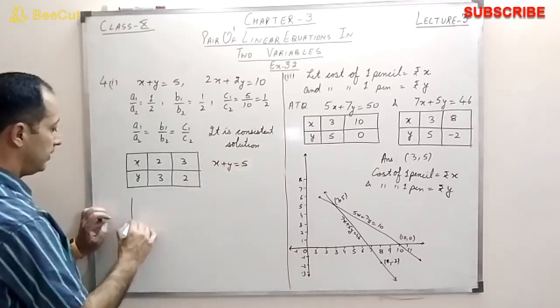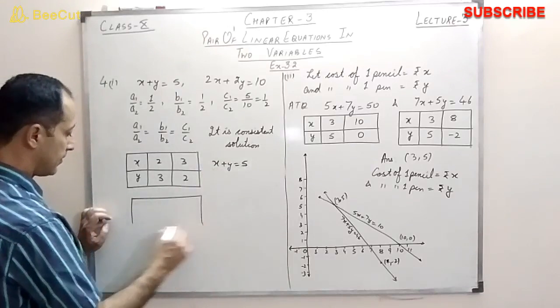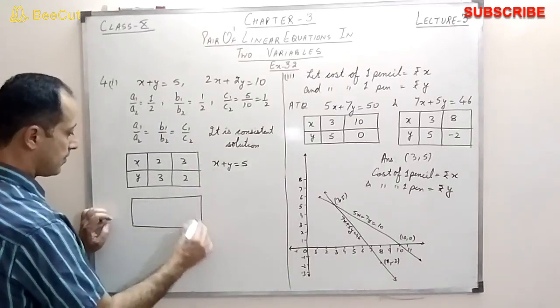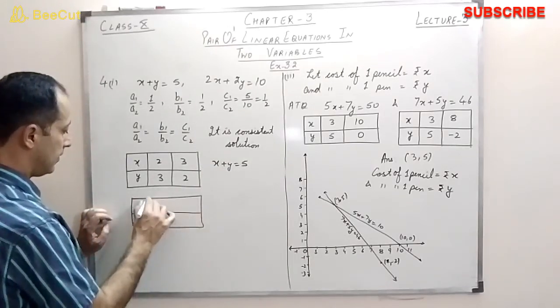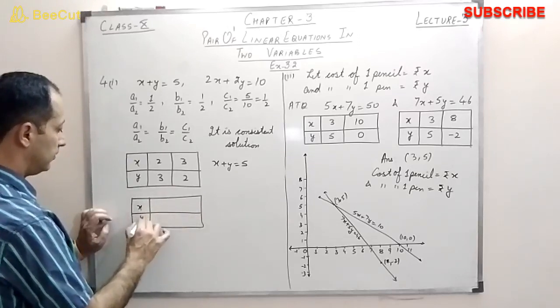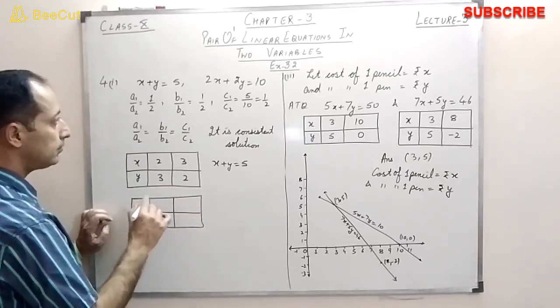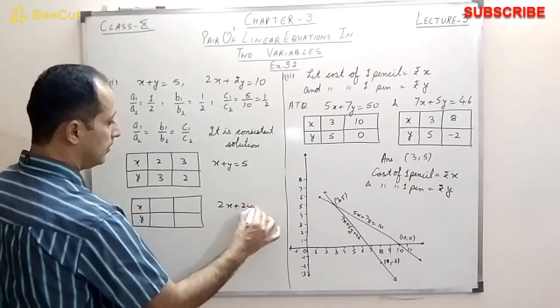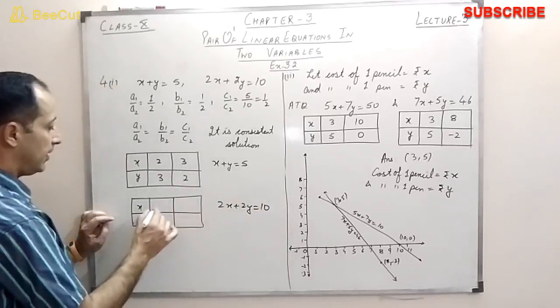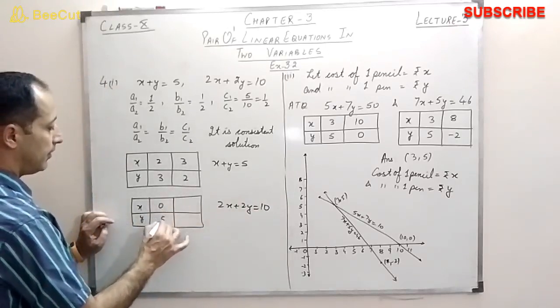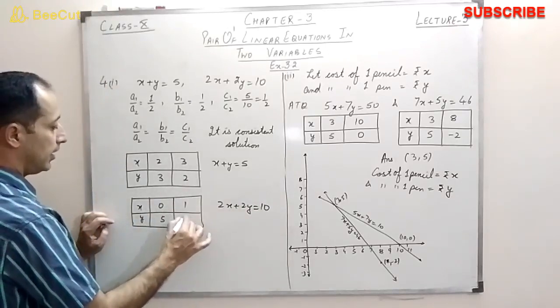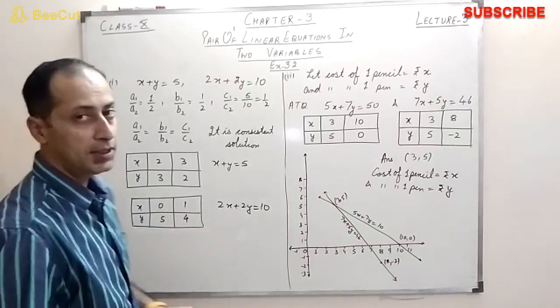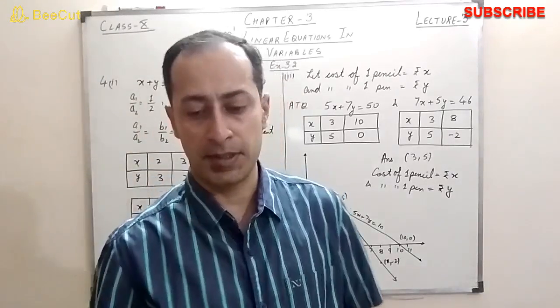And then for the next one, it will be again the same. If I take x equals 0, y becomes 5. If I take x equals 1, it becomes 4. So these are the two solutions, and then we have to represent them on the graph.